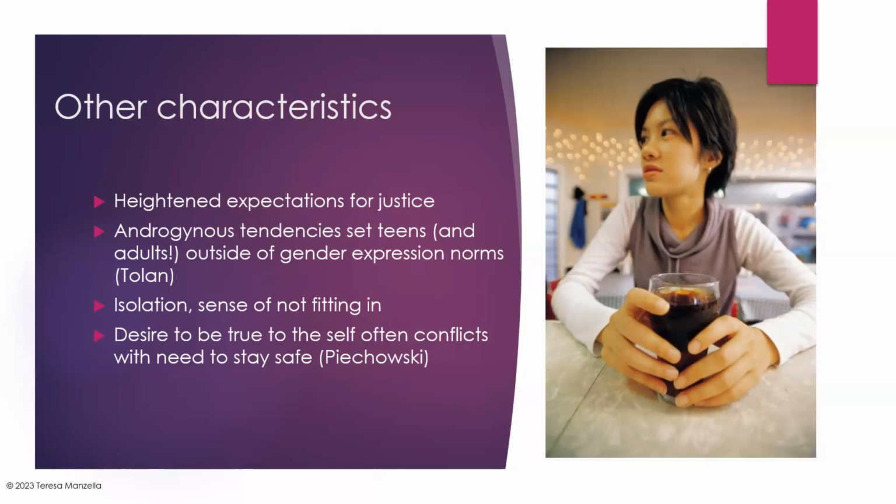And they tend to be more androgynous. Stephanie Tolan, I don't know if you've talked about her at all, has done a lot of writing on gifted kids, and her research has revealed that, and I would tell you from most Mensa meetings that I've gone to, I could tell you this is true, that androgynous tendencies tend to run in the gifted population. And this is true for the teens and adults that sort of sets us outside of gender expression norms.